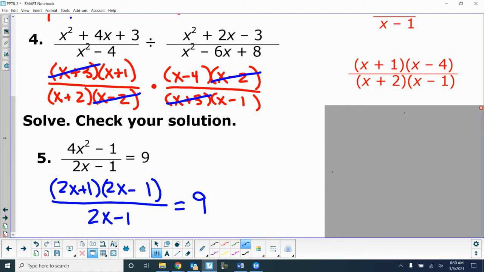What always is happening on this type of problem, this bottom always cancels, right? So most of the time, the bottom part is one of the factors of the top. So you got half of it done, half of it factored. Okay? So my problem is then 2x plus 1 equals 9.